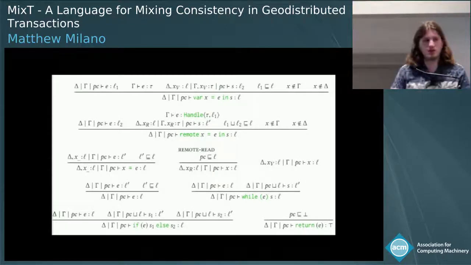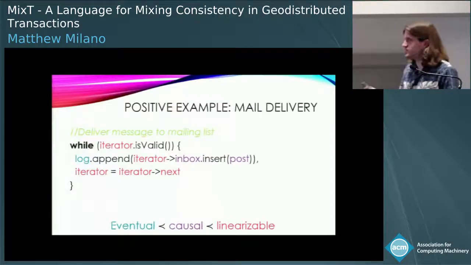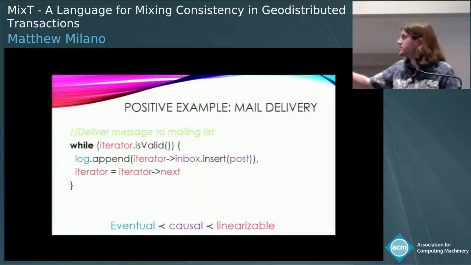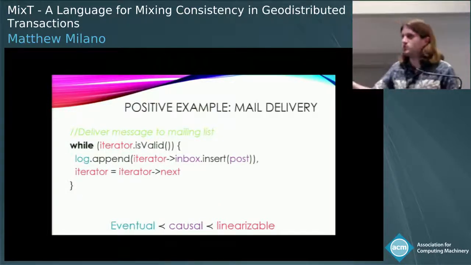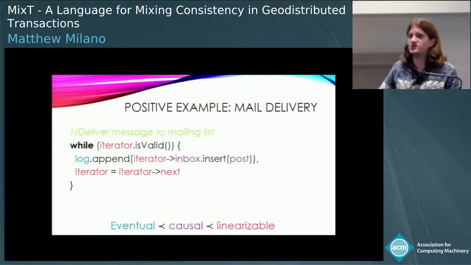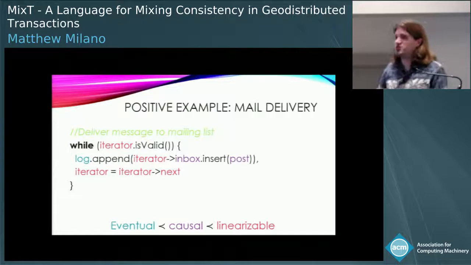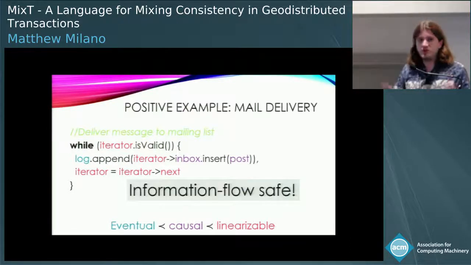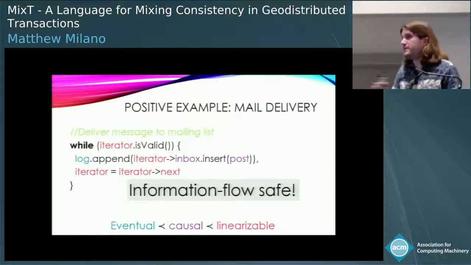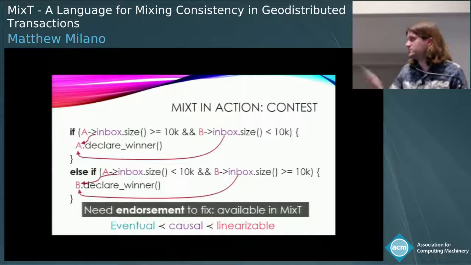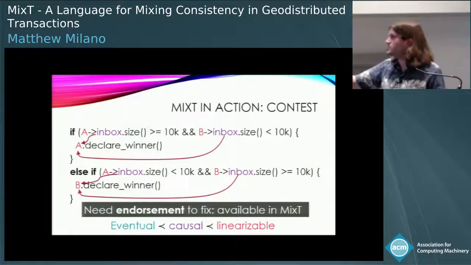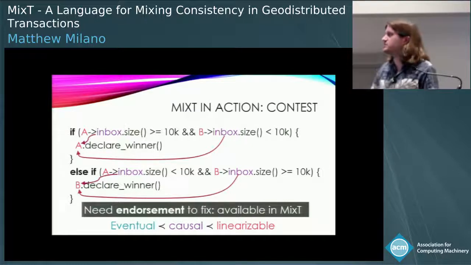With this type system, you'll find that the mail delivery transaction we started with is actually perfectly correct. Our inbox inserts a post, and that operation depends only on an iterator, which is more consistent than our inbox. Our log, which is our least consistent thing, has nothing that depends on it, so we're able to use it without worry. This is information flow safe. Meanwhile, the extension we tried to make has those bad flows I was talking about. This dependence between the inbox and the declaring of winner is caught by the type system.